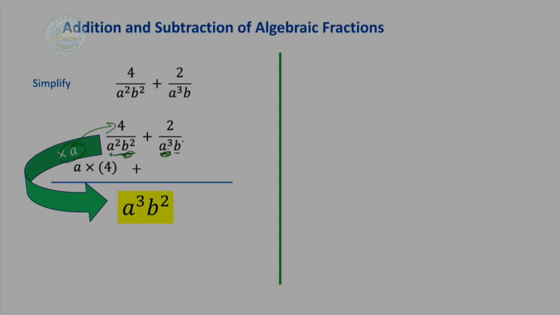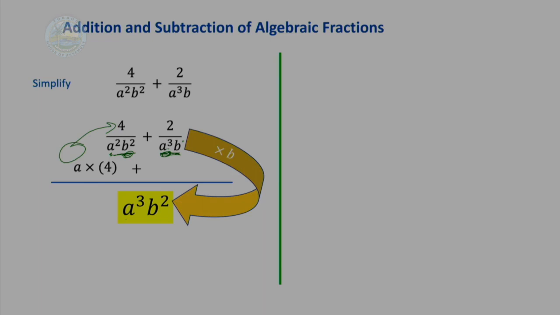And then we ask ourselves for this one as well: what do we need to multiply a cubed b by to give me a cubed b squared? That is going to be b. So we take this b and we multiply it by our numerator. So it's going to be b multiplied by 2.